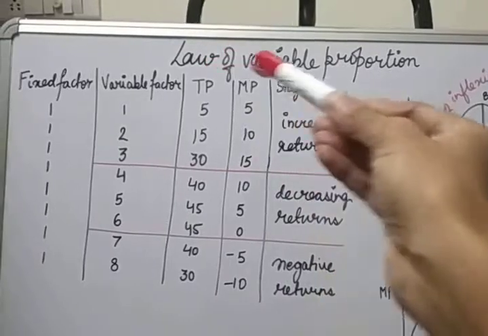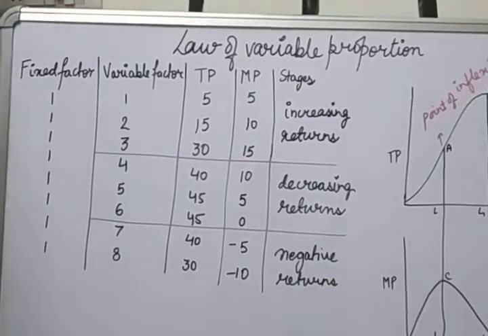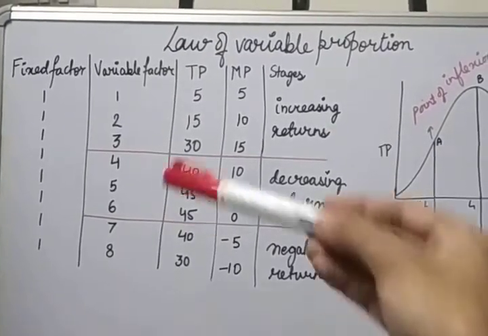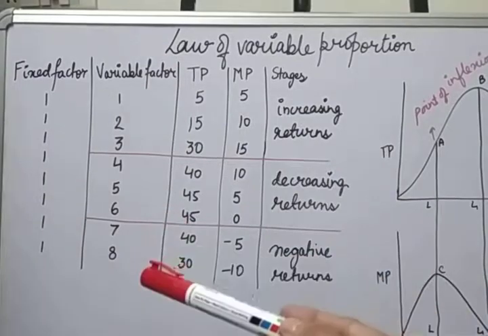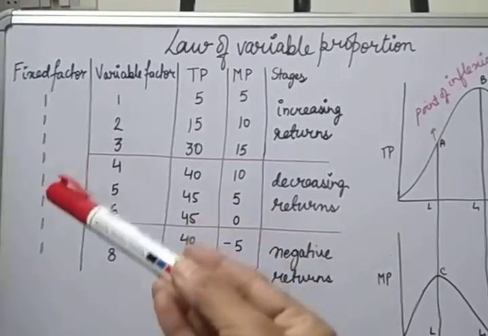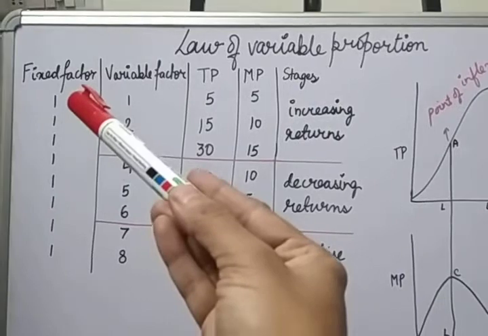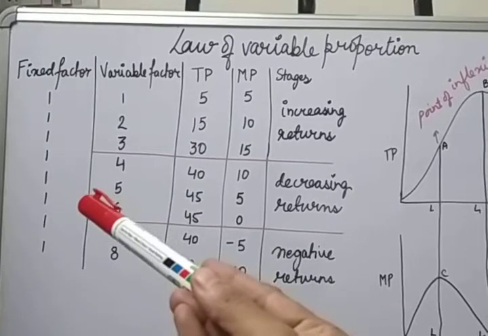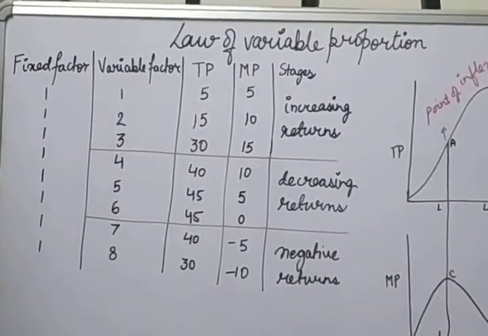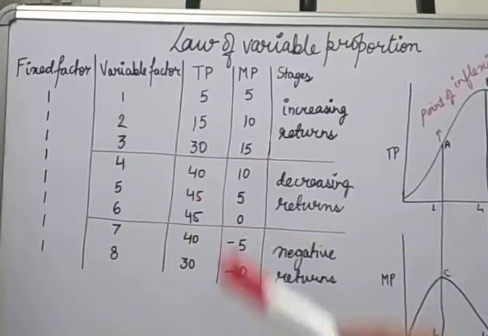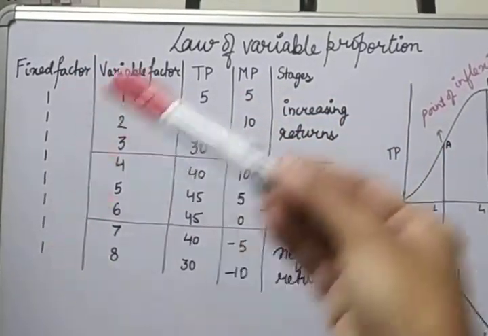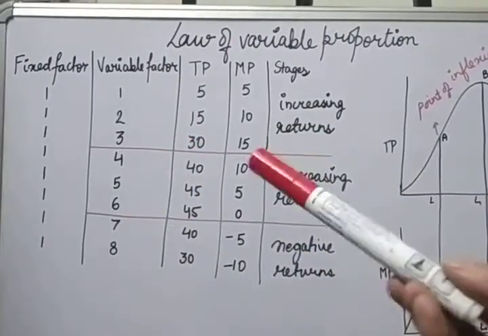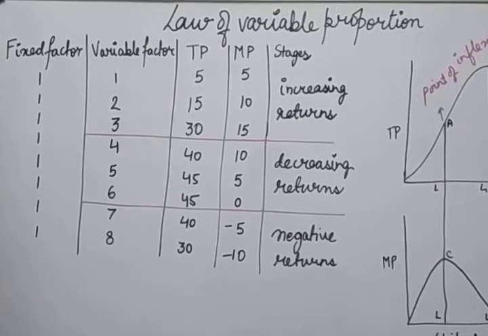First of all, understand the meaning of the law of variable proportion or returns to a factor. That means when only one factor, the variable factor, is increased, keeping other factors constant. Now, which factor is constant? The fixed factor is constant. The resultant change in the output is called returns to a factor or the law of variable proportion. That means if we keep one factor constant and the other factor, the labor, is changeable, then it results in a change in the output, which is called returns to a factor.